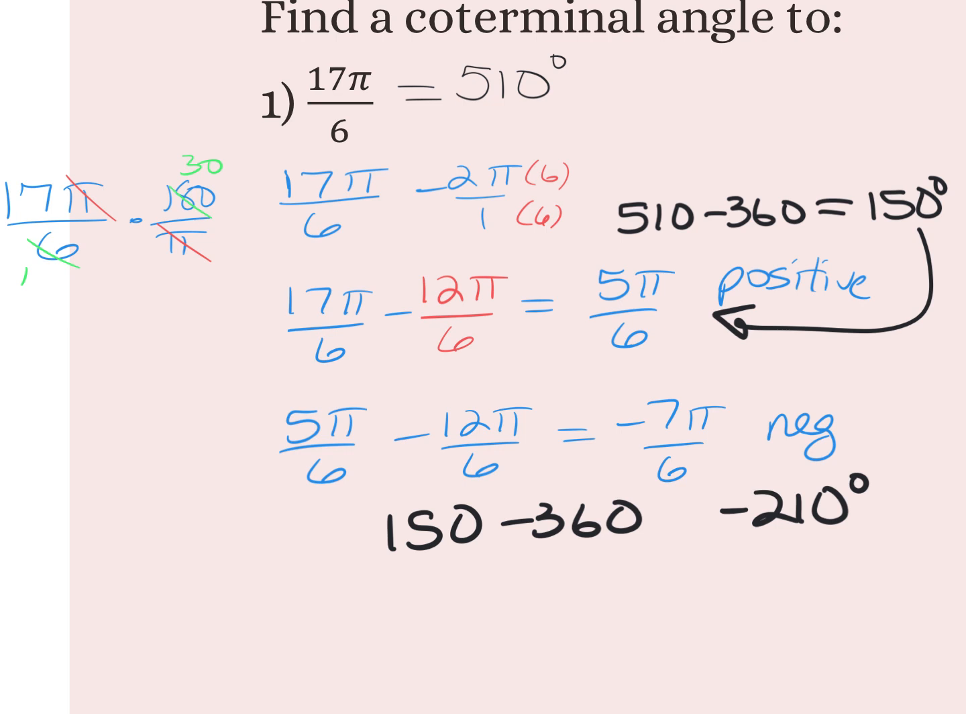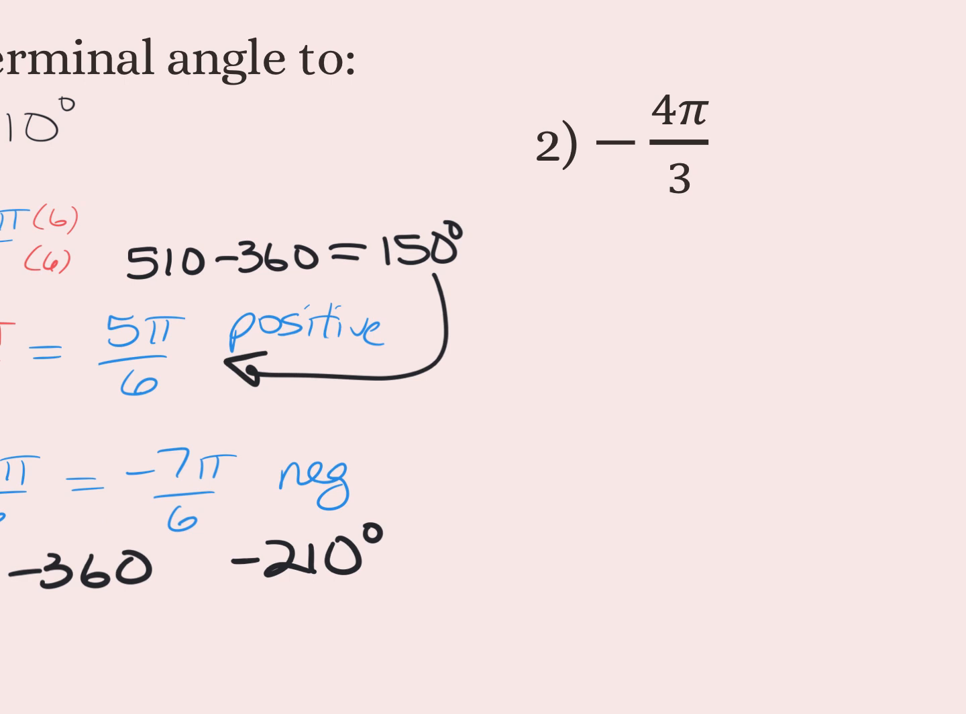So if you're uncertain about finding positive and negative coterminal angles at the beginning, you could always convert the radian first and then double check the answers you're getting to see if you've done the calculation correctly. Let's try one more example, finding a positive and a negative coterminal angle. They're giving us, this time, negative 4 pi over 3.